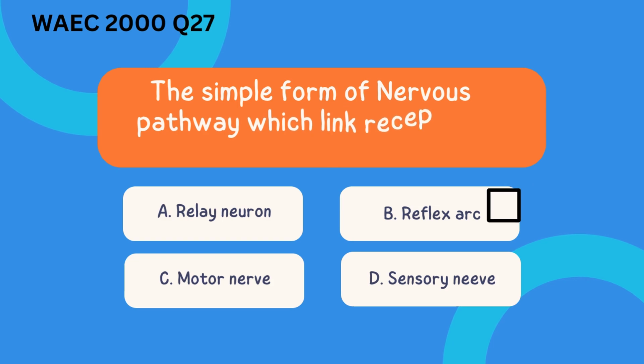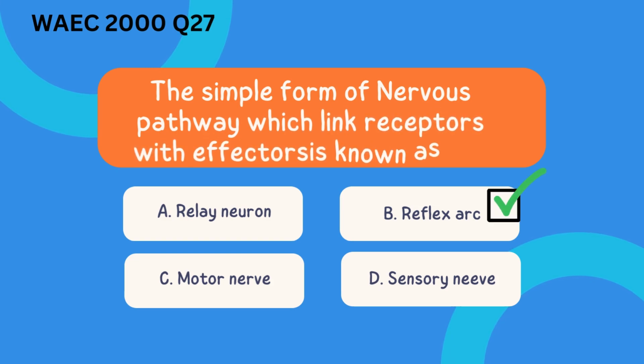The correct option is option B, reflex arc. The reflex arc is the simple form of pathway through which a nerve receives an impulse and it is being transmitted to an effector. Relay neuron, option A, motor neuron, which is option C, and sensory nerve, which is option D, are all types of neurons. So they are wrong options.